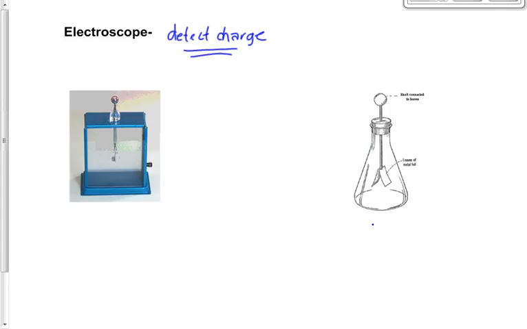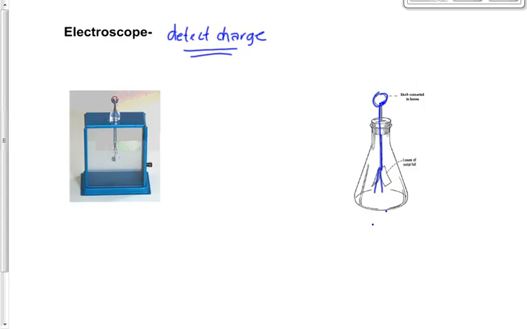Okay, it's kind of squarish. The second one is a homemade electroscope in an Erlenmeyer flask. The drawing of it is easier to see, so that's the one we'll use here. The electroscope consists of a metal ball up here, a conducting ball, and a conducting rod that goes down to these really, really thin foil leaves.